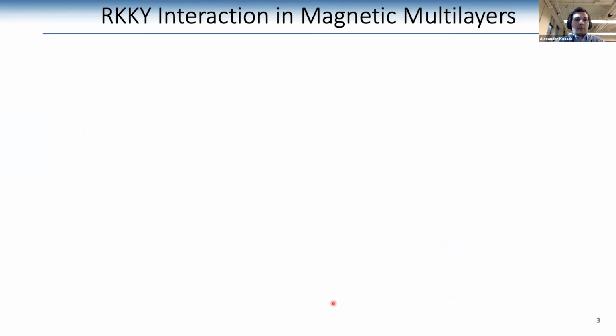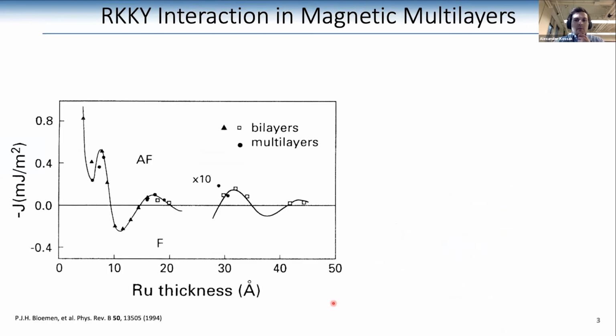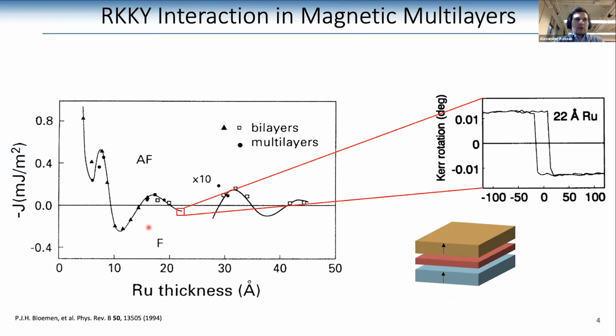So for those not familiar, the RKKY interaction in magnetic multilayers has been well studied. For example, here it's shown for a cobalt/ruthenium/cobalt magnetic multilayer. It's an indirect exchange interaction in which the conduction electrons oscillate the spin polarization between two magnetic layers. This oscillation decays and switches between ferromagnetic and antiferromagnetic depending on your interlayer thickness. So you have two ferromagnetic layers that are separated by a non-magnetic spacer layer.